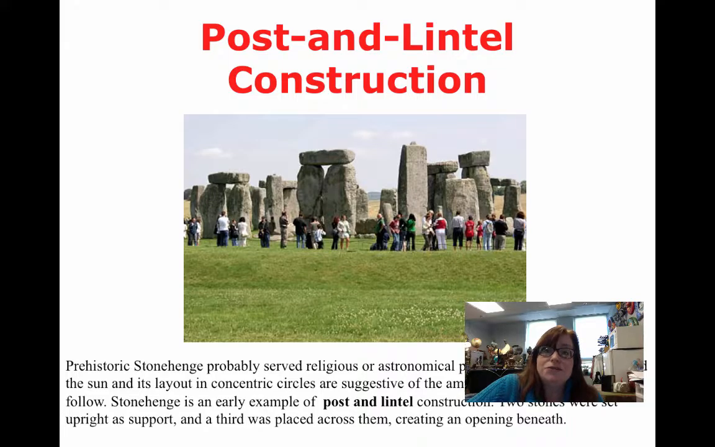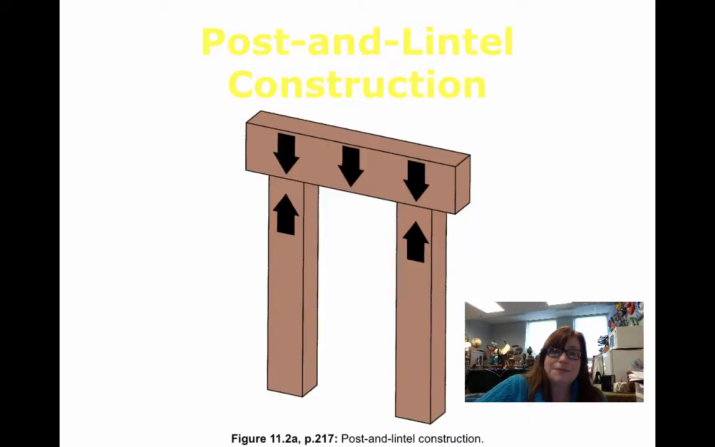It is oriented towards the sun and laid out in concentric circles, which is suggestive of ancient amphitheaters and temples that will follow after it. And it's an early example of post and lintel construction. You have two vertical posts with a horizontal lintel on top, and in between those you have an opening. So here's a nice illustration of that.